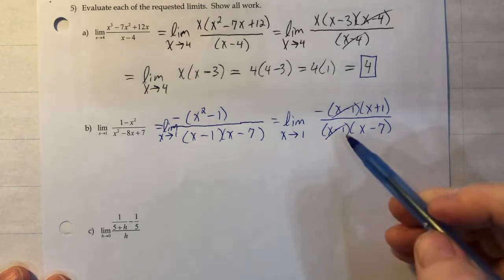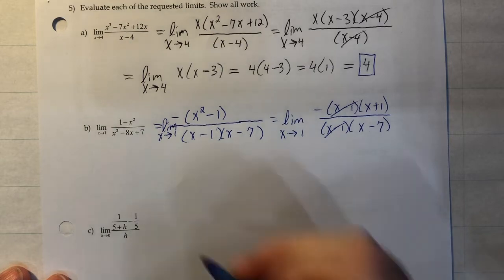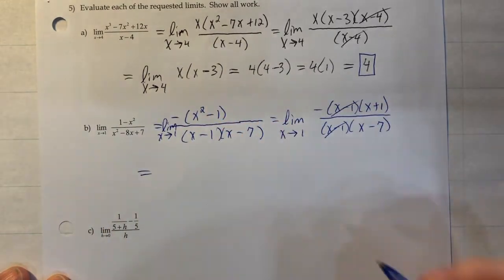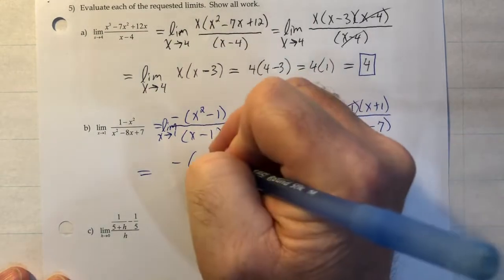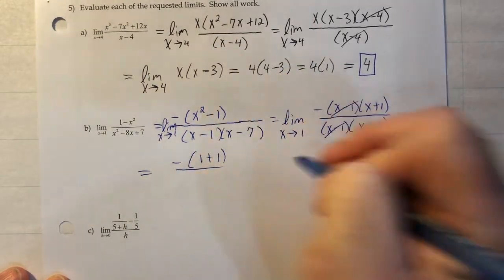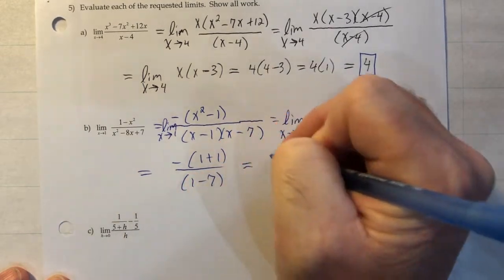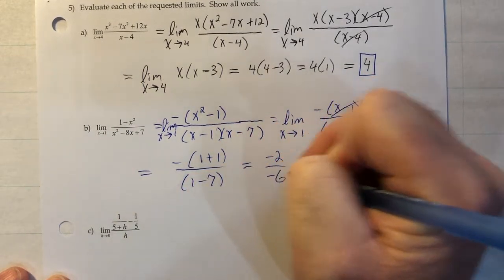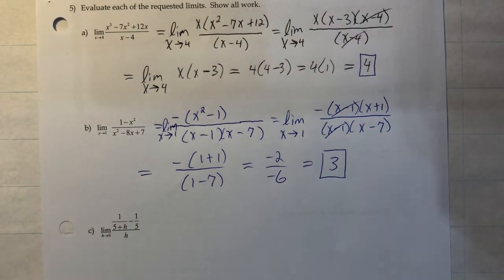And now the problematic spot where plugging in a 1 made a 0 denominator has gone away. So we can start evaluating the limit by plugging in. So we have that negative. We're plugging in a 1, so we get 1 plus 1 up top. And in the bottom, we get 1 minus 7. So that looks like -2 over -6 or +3. So there's our limit there.